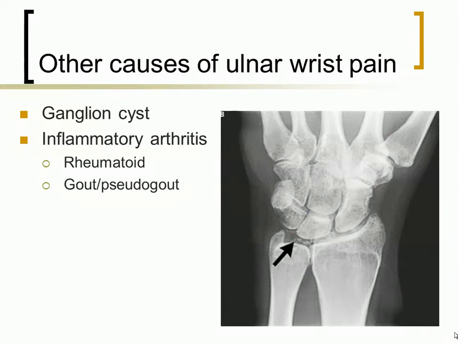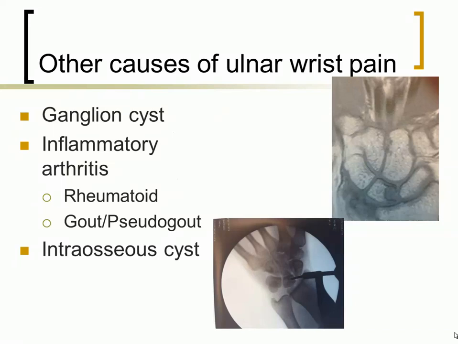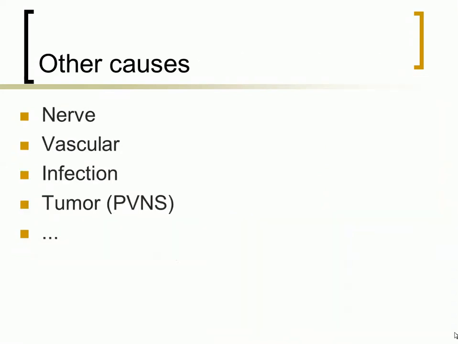Pseudogout can have pathognomonic chondrocalcinosis. Intraosseous cysts can be benign, but when they break out the side can be a source of pain. And there are other more unusual causes of wrist pain that require specific evaluation and treatment, such as nerve-related, vascular, infection, tumor, PVNS, and other.